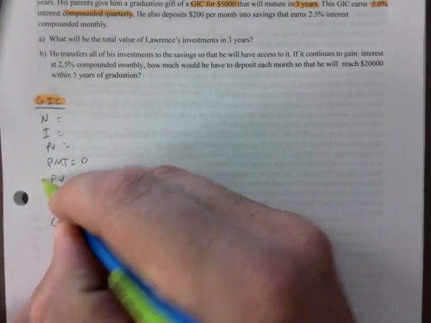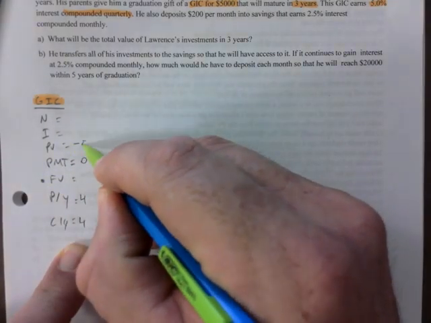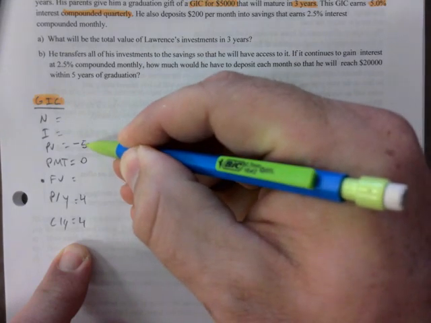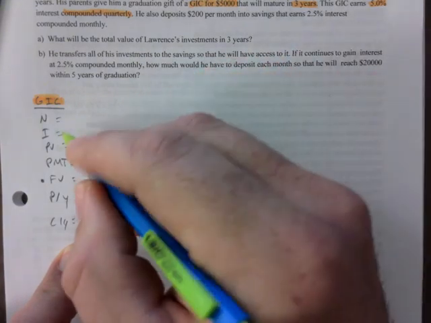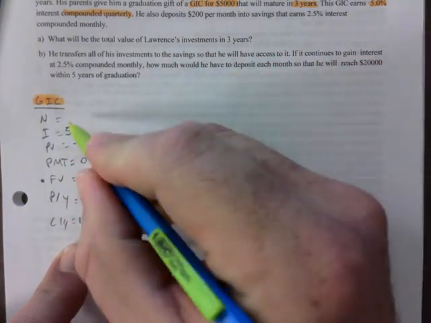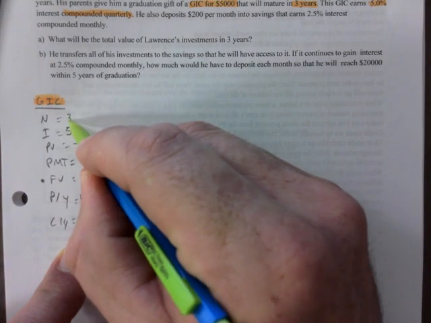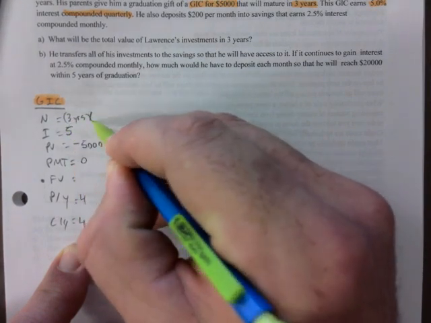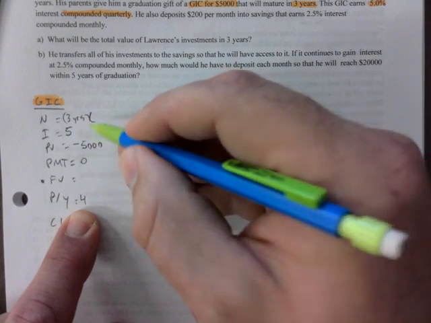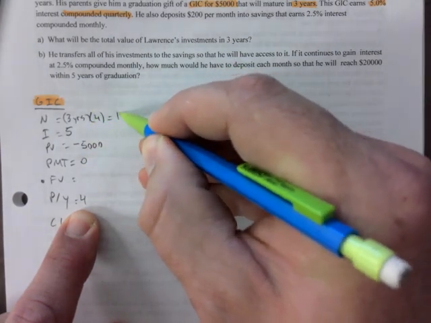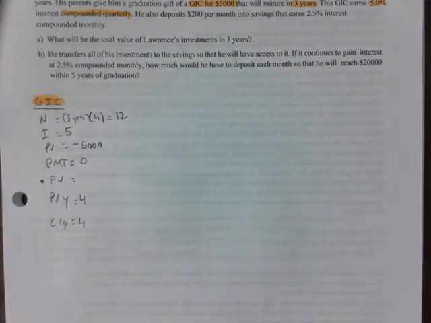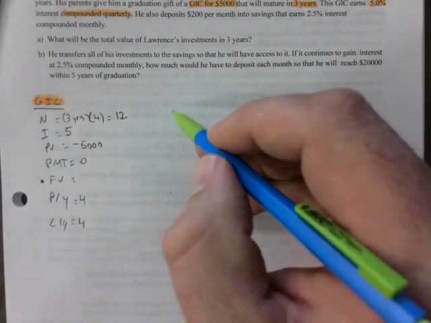Most interest rates is like this compounding. Future value is what we want. The present is 5,000. You have to put a negative because you're giving it to the bank. It's a 5% interest rate, and this is years, right? So 3 years times whatever is in PY, whatever you decided to be PY, that's what you put in there. So it's 12. Okay, we're going to solve that in a bit.